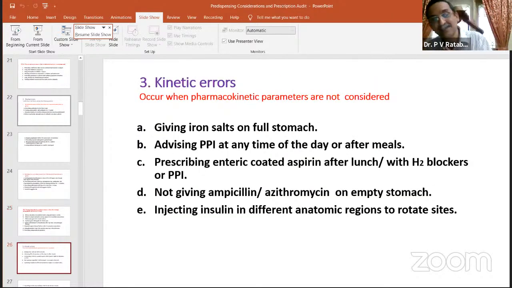Kinetic errors, the third type. These are very interesting errors. This can actually cause failure of therapy. If these errors are picked up, then you will be of great help.